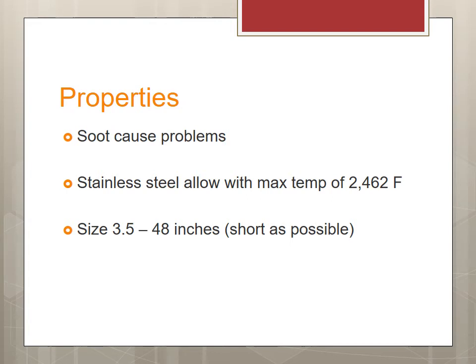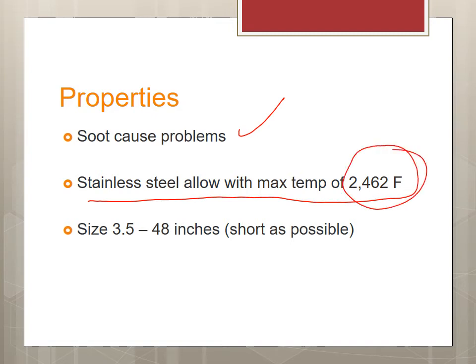Properties. Soot can be a problem because again we're trying to measure the amount of ions, and if we have soot, we have a coat, and we have prevented the steel rod from detecting the flame. Also, stainless steel allows a maximum temperature of 2462 Fahrenheit. That's pretty hot. But if we have to go more than that for some reason, we will need a different measuring tool.